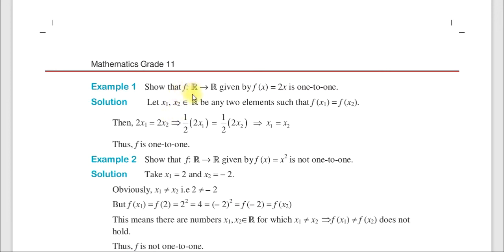For example, show that f from R to R, meaning the domain and range are real numbers, given by f of x equal to 2x is 1 to 1. Is f of x equal to 2x 1 to 1 or not? Let's check. Let x1 and x2, elements of real numbers, be any two elements such that f of x1 equals f of x2. If this is equal, then f of x1 equals f of x2, and if x1 and x2 turn out equal, we say that function is 1 to 1.